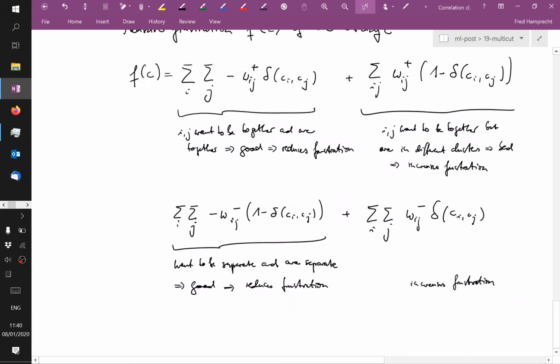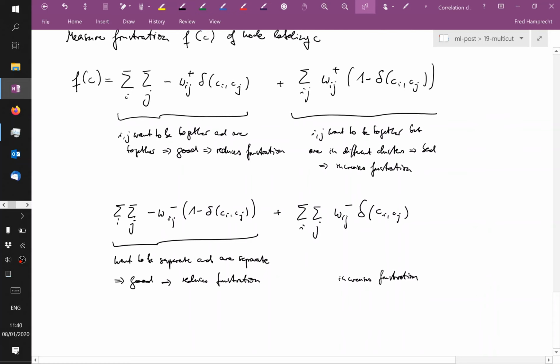Good. This is all fine. So our task now is to minimize this frustration. However, I want to still rewrite this into a form that on the one hand is a bit simpler and which in the end will allow us to express this in the world of edges, not in the world of node labelings.